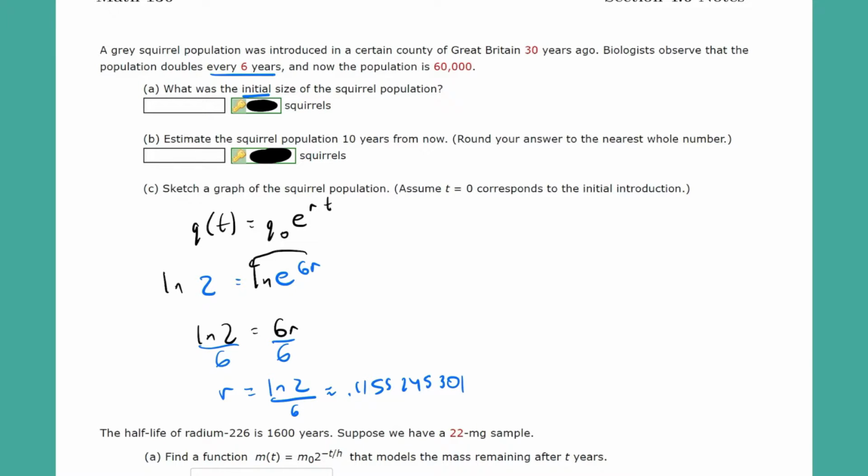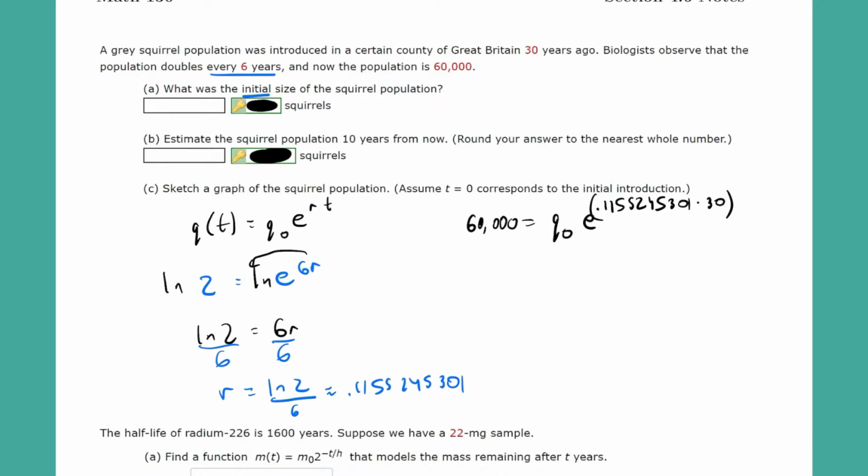Now we can go back and answer this question. It says the population is 60,000. That was 30 years ago. So when t is 30, the population is 60,000, so we can write a new equation. The population is 60,000. We don't know the initial population, but we do know the growth rate is 0.1155245301. And we also know that time is 30 years. So t is 30, the population is 60,000.